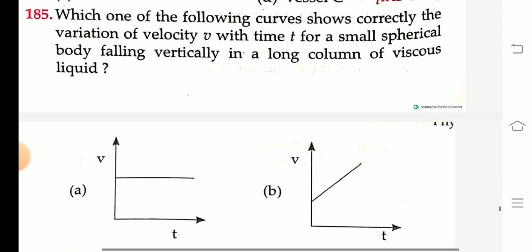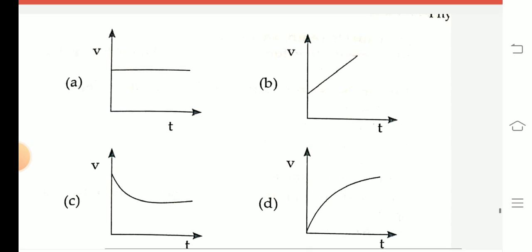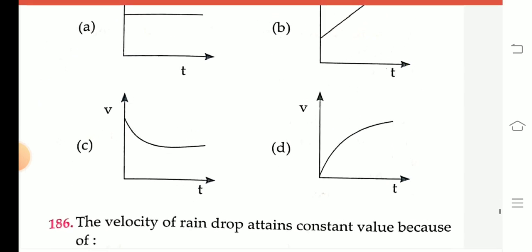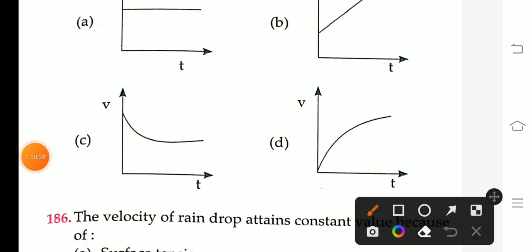Which one of the following curves shows correctly the variation of velocity v with time t for a small spherical body falling vertically in a long column of highly viscous liquid? Option D.